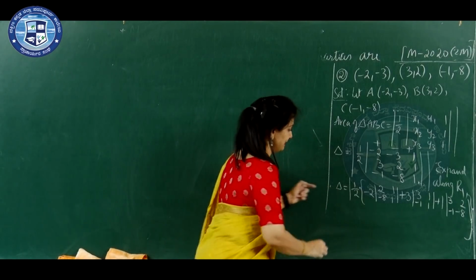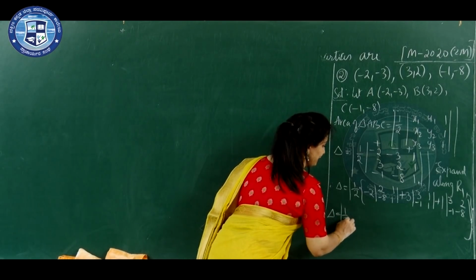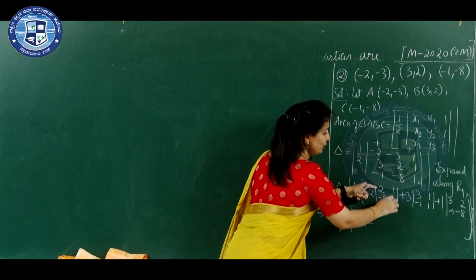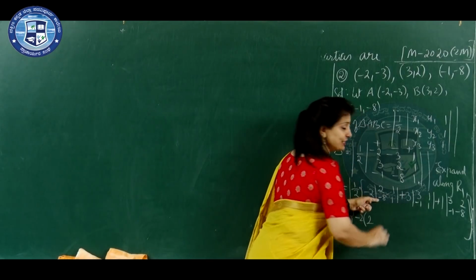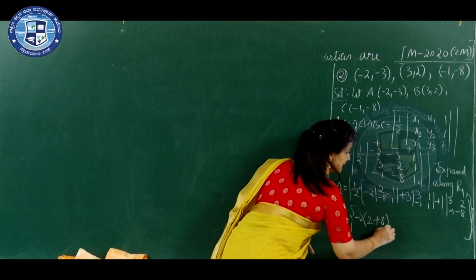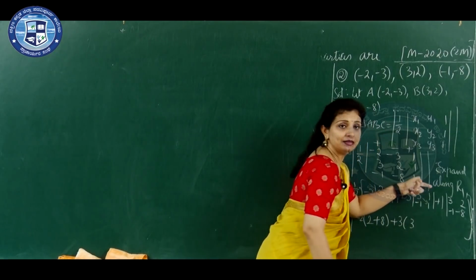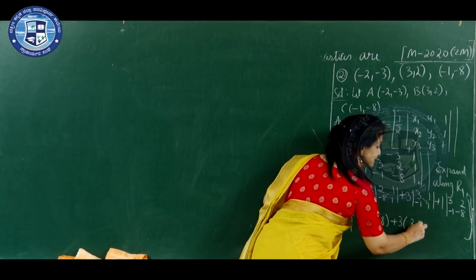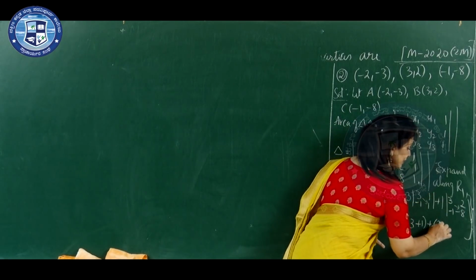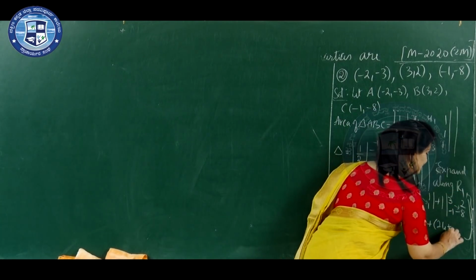Now we can write this delta value as half into minus 2 into, cross multiply, 2 into 1 minus minus 8 into 1, that is 2 plus 8. Plus 3 into, cross multiply, 3 into 1 is 3 minus minus 1 into 1 is minus 1, so minus of minus plus 1. Plus, cross multiply here, 3 into minus 8 is minus 24, minus minus 1 into 2 is minus 2, minus of minus plus 2.